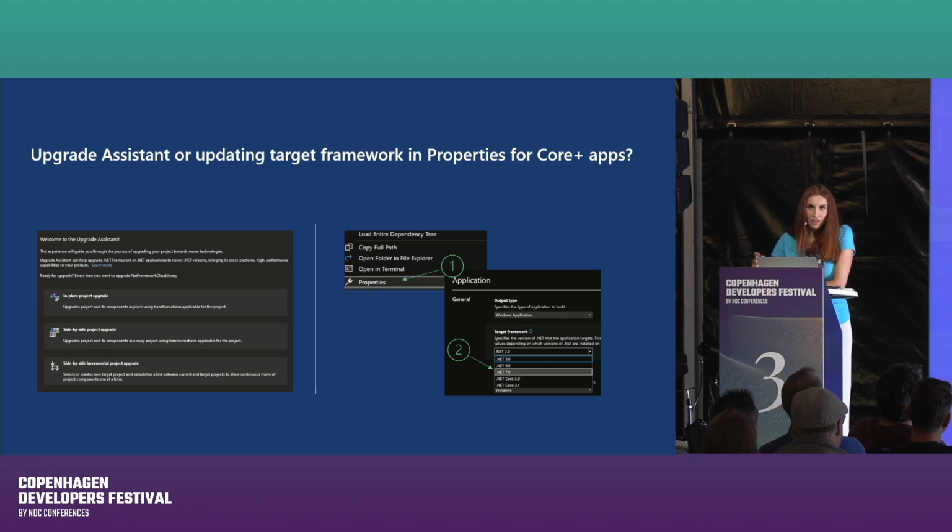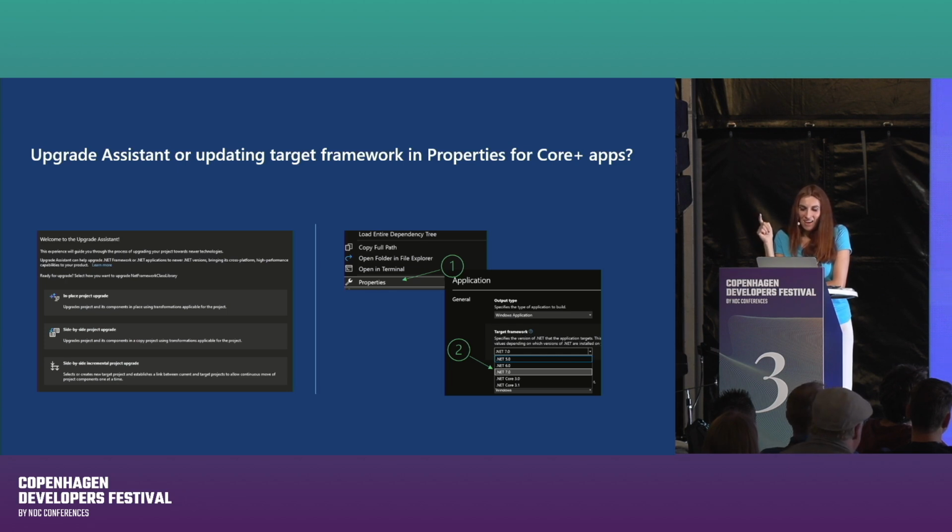Another question that I got asked is, once you upgraded to .NET Core or .NET 5, then you can very easily upgrade, just go in Visual Studio Properties, and then in Target Framework, in the combo box, just choose a different Target Framework. So the question is, should I still use Upgrade Assistant if I'm, for example, moving from .NET 5 to .NET 6, or not? What do you guys think?